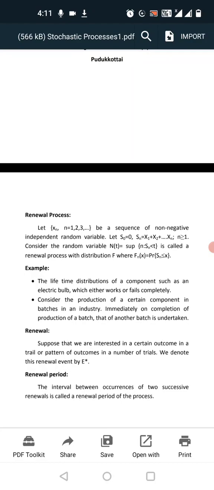Another example is to consider the production of a certain component in batches in an industry. Immediately on completion of production of a batch, another batch is undertaken. So after we finish the first batch production, the next batch comes. Okay.